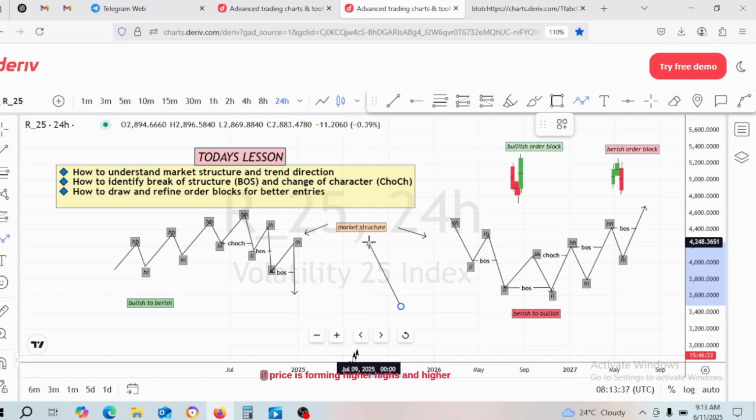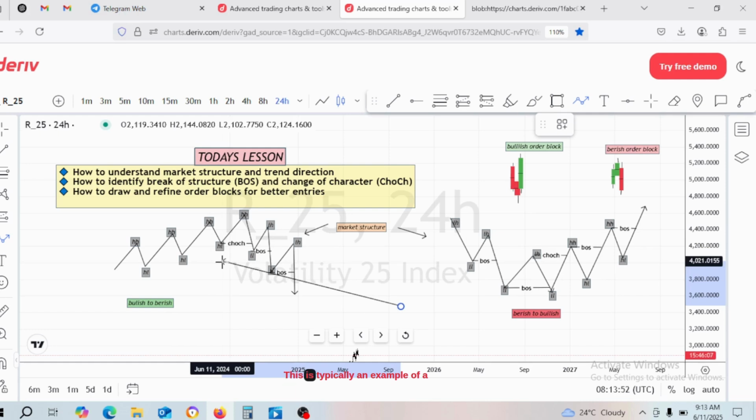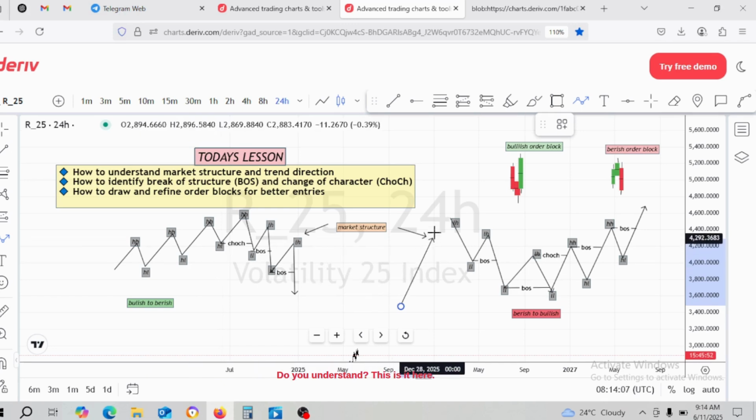So now in an uptrend, if price is forming higher highs and higher lows, that's an uptrend. For example, you can see here we are having higher highs, higher lows, higher highs, higher lows, higher highs, higher lows. This is typically an example of a basic uptrend structure. Do you understand, guys? And vice versa, if the price is forming lower highs and lower lows, that is a downtrend. This is it here. Lower highs, lower lows, lower highs, lower lows, lower highs. This is typically a downtrend structure, a bearish structure, guys.